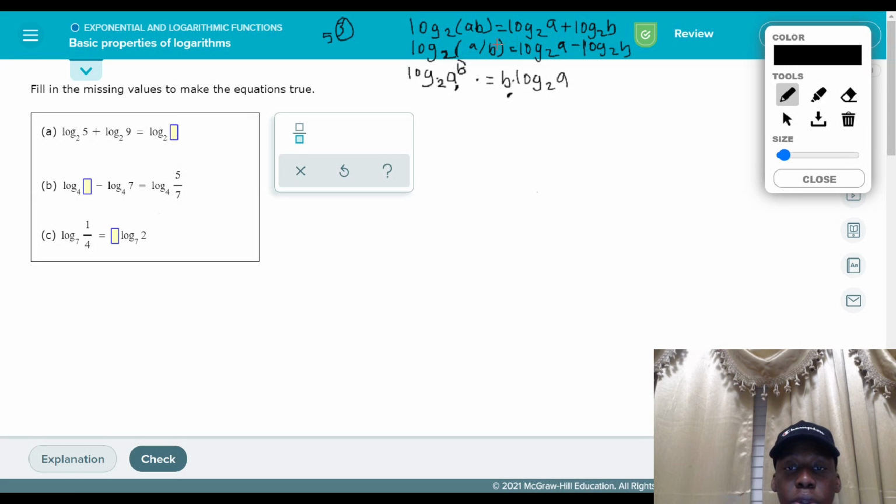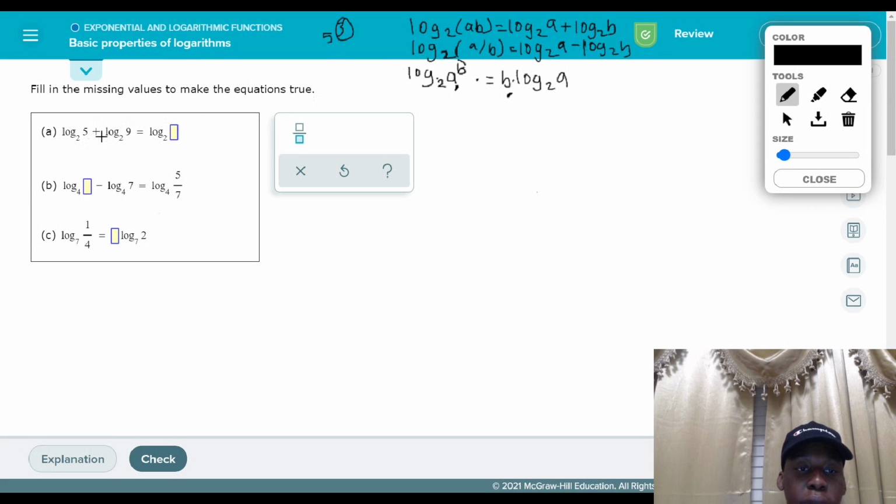Okay, so this is log 2a. What this means is just saying log 2a plus log 2b. This is the same question we're given here. It's basically the same thing. And another thing, it doesn't matter about the base of the logarithm. I just used log 2 as an example. You can use log 10 or log 4 or something. It doesn't matter. So this is log 2 5 plus log 2 9.